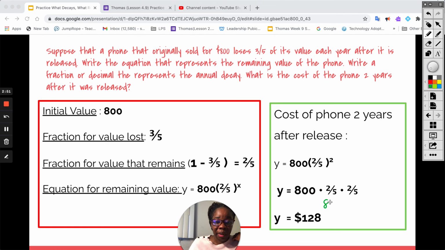So this is the same as 800 times 0.4 times 0.4. You plug that in your calculator and your answer is going to be $128. So just 2 years after purchasing this phone, the cost went from $800 to $128.